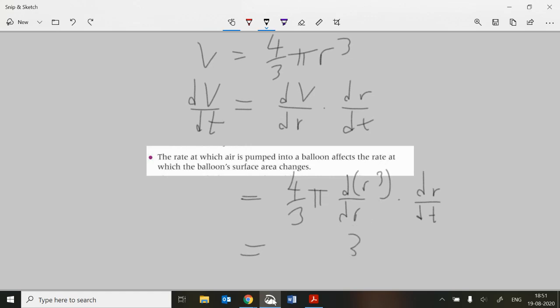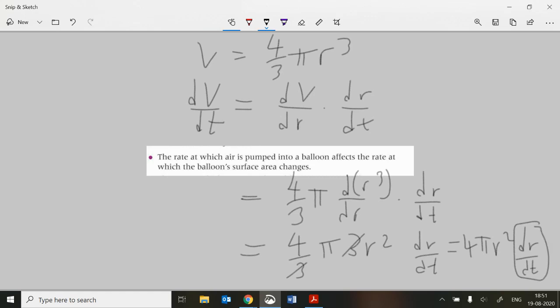Okay, so here we go. If we differentiate this, we're getting 3r squared, times 4/3 pi. The 3 is cancelling out there, and we've got the dr/dt on the end. Now that's kind of interesting, because actually we've got there 4 pi r squared, which is the formula for the surface area of a sphere. So yeah, sure. The rate of change of the volume is dependent on the rate of change of the radius times the surface area here.